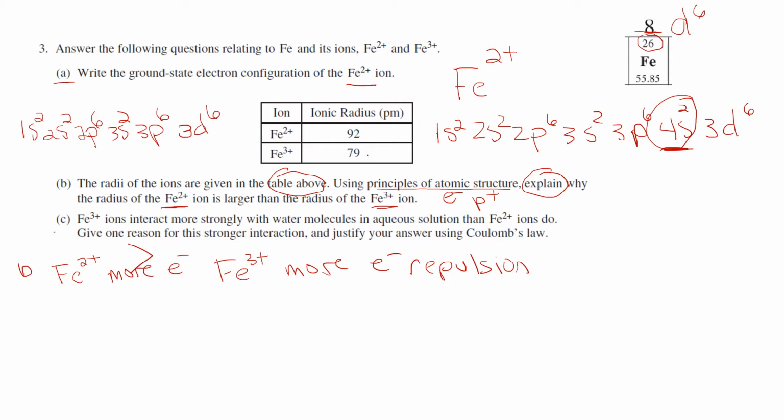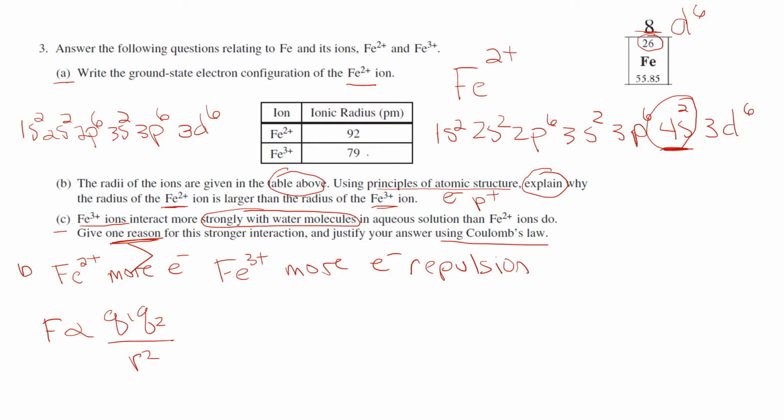In C, same thing. They're saying we're going to use that claim, evidence, and reasoning. They're giving us our claim. The Fe 3+ ions interact more strongly with water molecules than the Fe 2+. And they just want one reason for this stronger interaction using Coulomb's law. So if I take a look at Coulomb's law, the force of attraction is going to be directly related to the product of my charges, and inversely related to the square of my radius. So you could use two things.